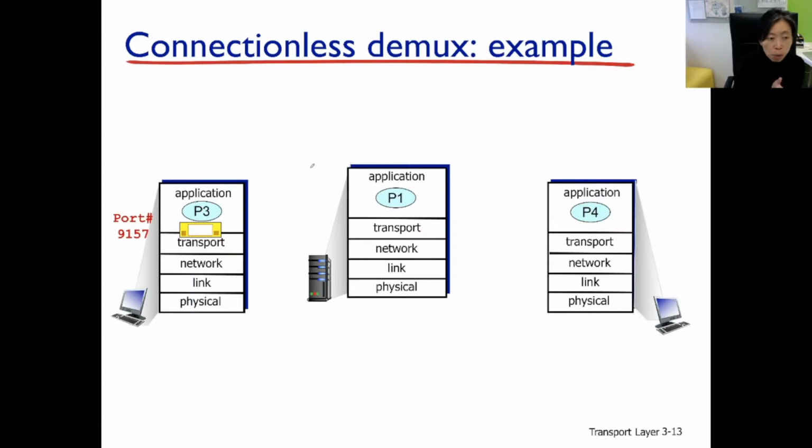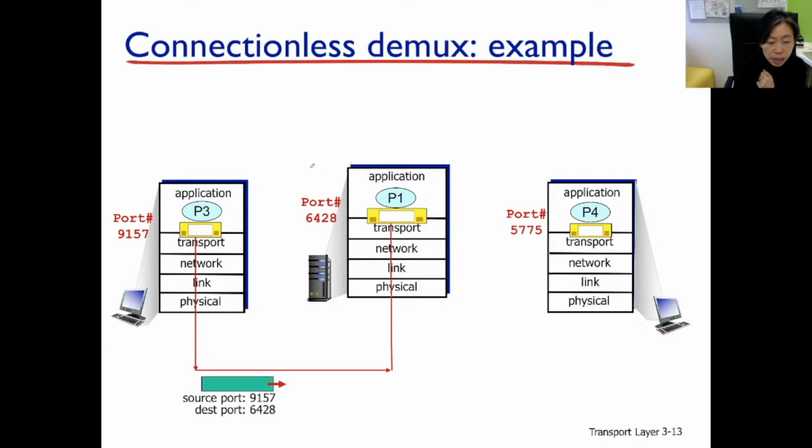So port 9157 is where P3 is sitting. That's one of the clients. Port 5775 is where process P4 is sitting. That's another client. The server in the middle opens up a port number 642A, and P1 there is the server process. It's waiting for requests to come in.